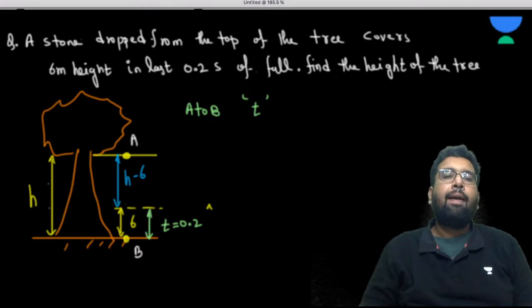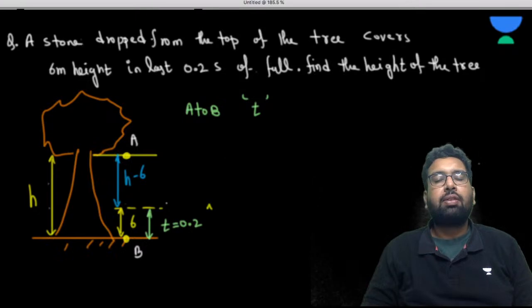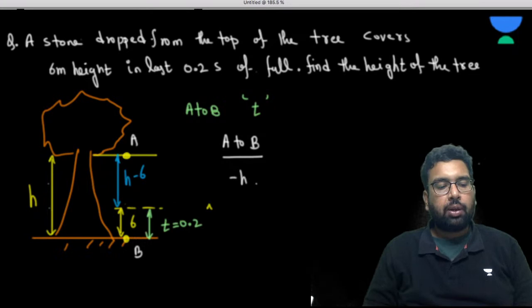See, what information do we have? We have something of time, and we have the acceleration due to gravity. So let's start. I am considering the motion from A to B. When I consider the complete motion from A to B, what is the displacement? It is going to be minus h, because with reference to point A it is downward.